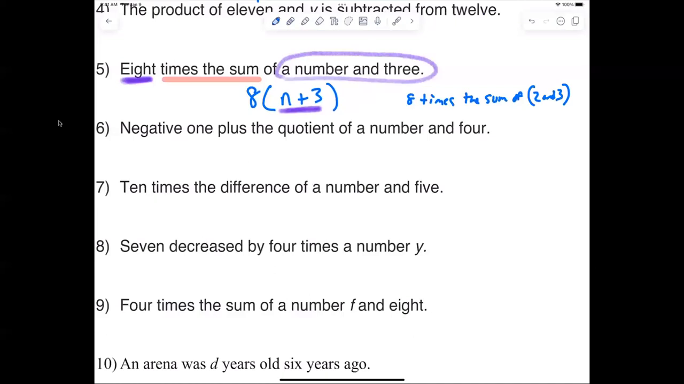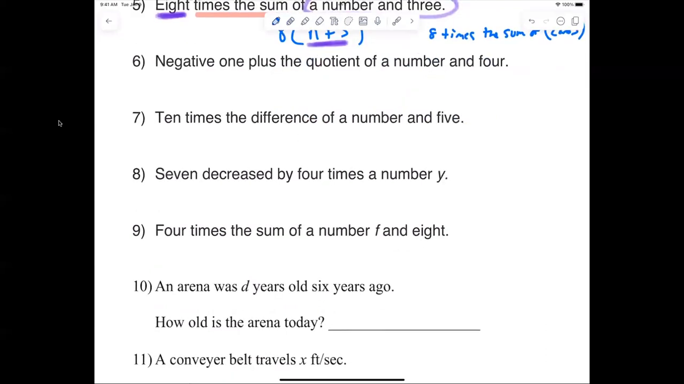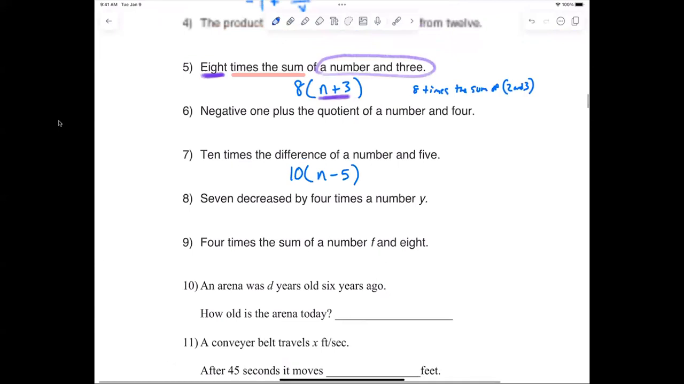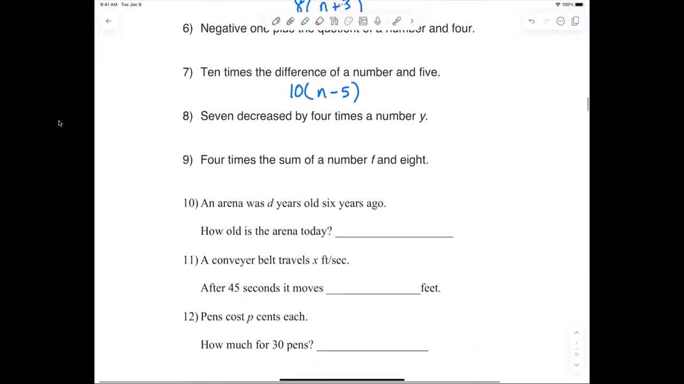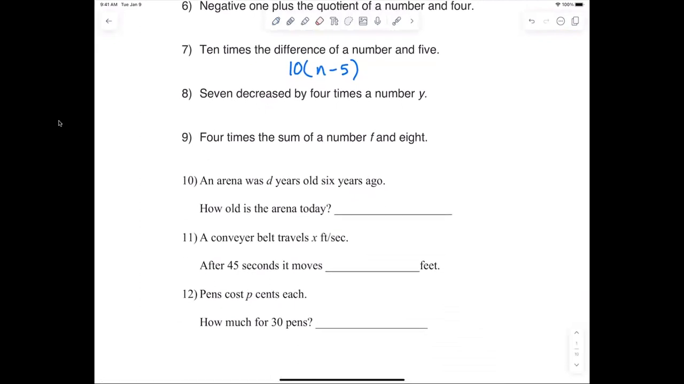All right. Here we go. So now number 7 is the same thing. Go ahead, Luke. Thank you, sir. 10 parentheses n minus 5. Very good. All right. Let's try number 9. Again, the same thing. All right. 4 times the sum of a number f and 8. 4 parentheses f plus 8.